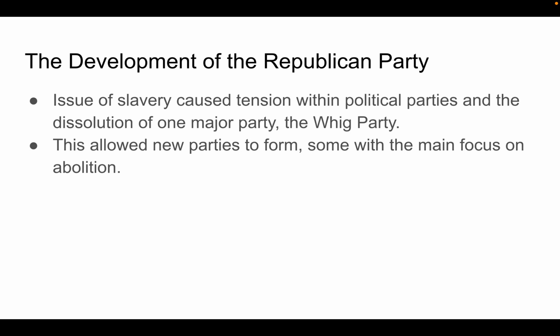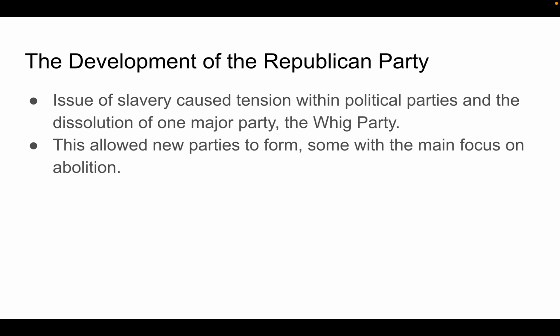The Republican Party forms and develops out of this issue of slavery and the tensions around that during this time period in the 1850s. The issue of slavery caused tension within the political parties, and actually led to the dissolution, or the breaking apart, of one of the major parties of this time period, the Whig Party.